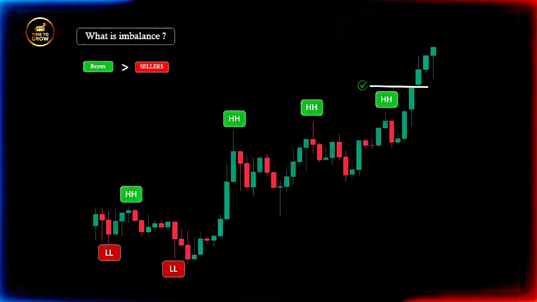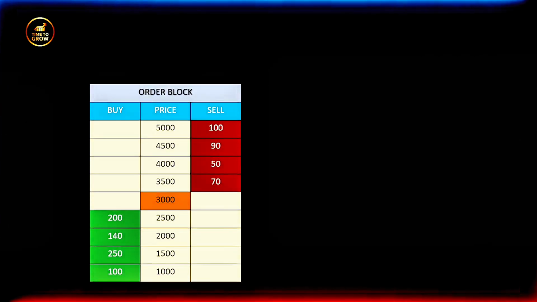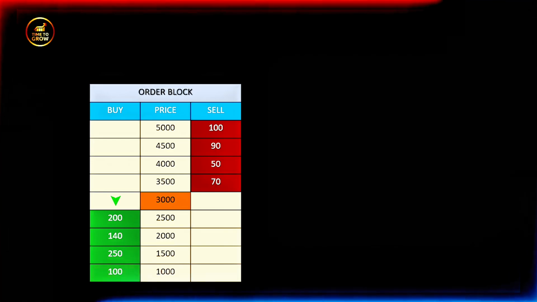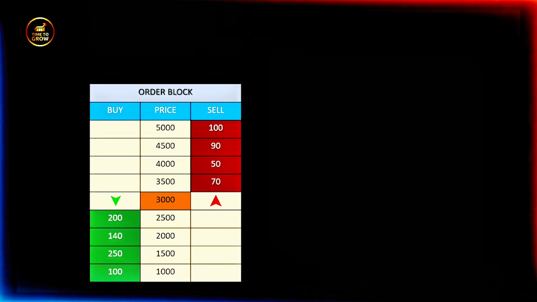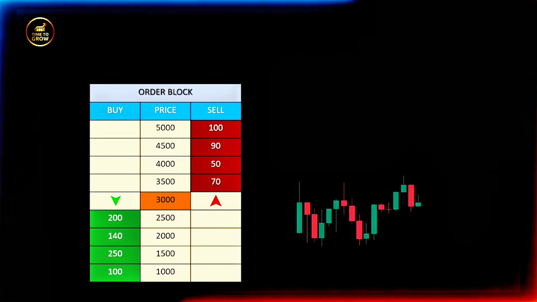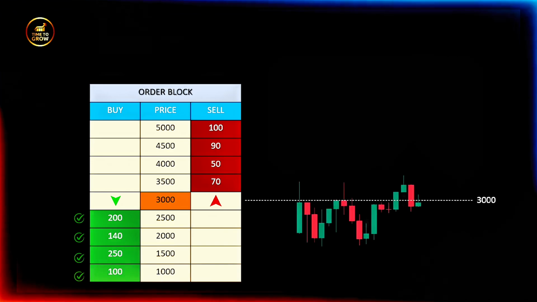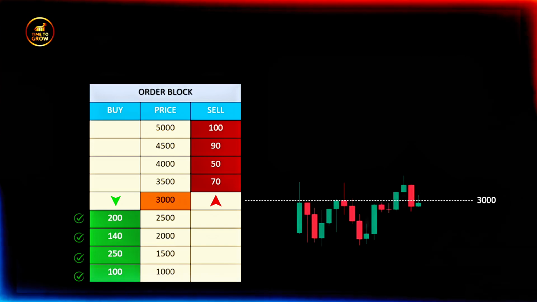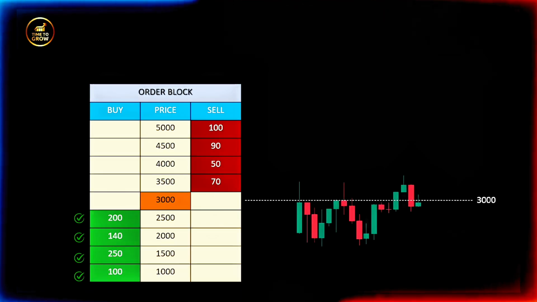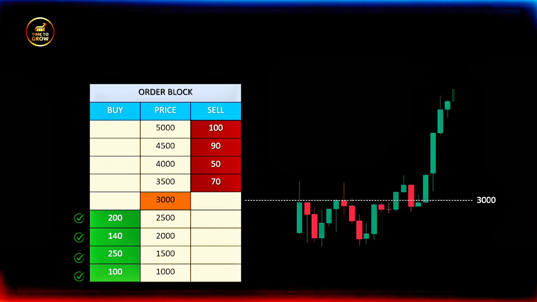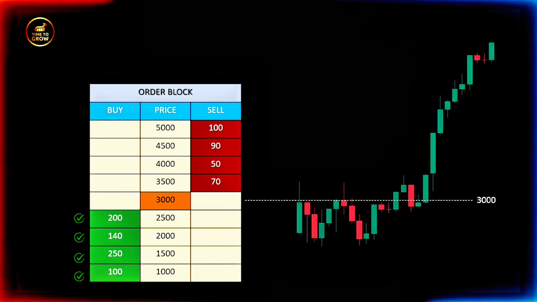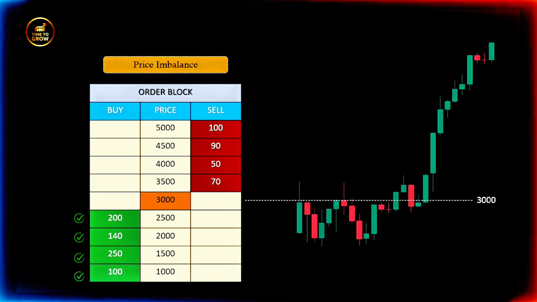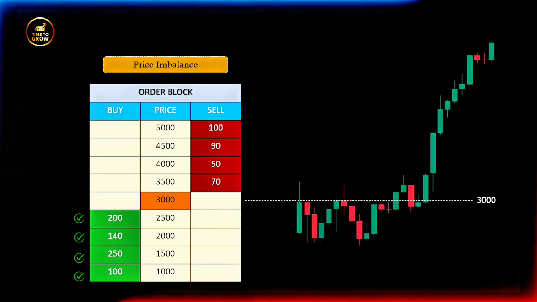To understand this more easily, look at this table. On the left side, you can see buyer volume, and on the right side, you can see seller volume. You can clearly notice that buyers are placing far more buy orders than sellers at this level. This means the market is not in balance. Because of this imbalance, buying pressure increases and price shoots upward aggressively. This imbalance between buyers and sellers is what we call price imbalance. And on the chart, it appears in the form of candles.